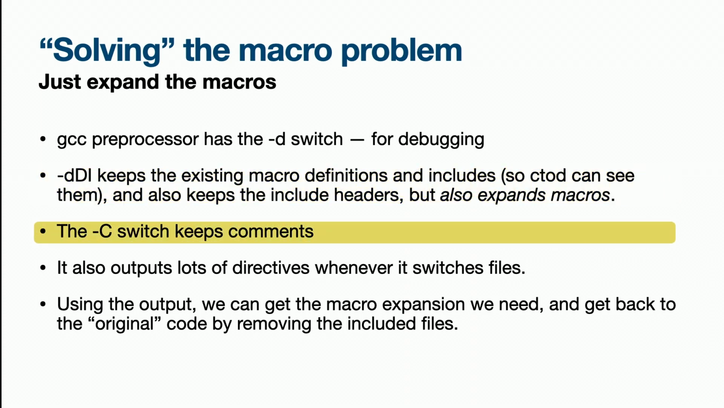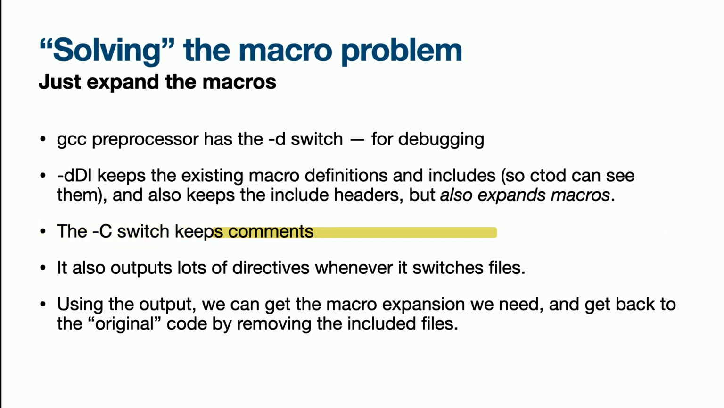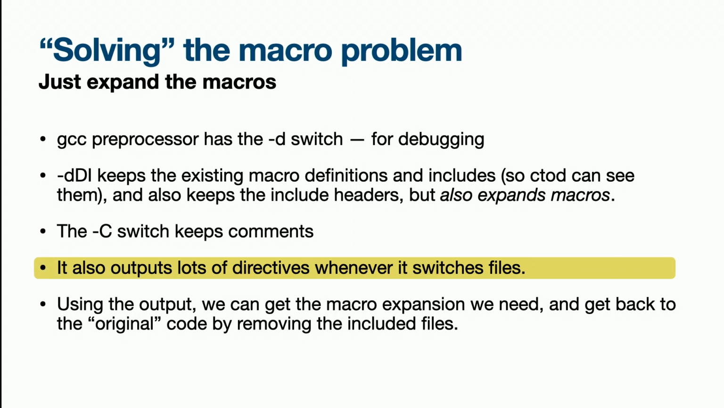The -C switch keeps comments. I didn't realize this, but the C preprocessor strips all comments by default. We can't use that, right? We need all the comments in there. And it also outputs a whole bunch of garbage.